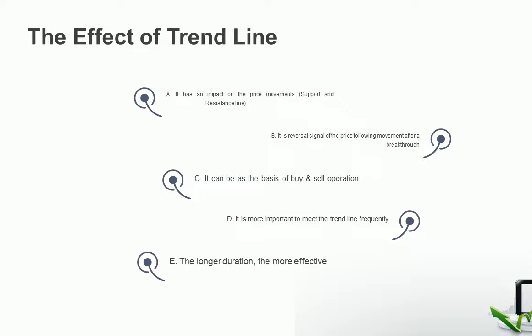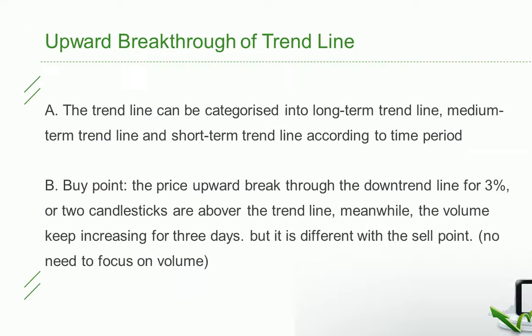Okay, then we learned the effect of the trend line. The first one, it has an effect on the price movement. We should check where is the support and resistance. The next one is the reversal signal of the price movement following a breakthrough. It can be the basis of buy and sell operations. It is more important when the price meets the trend line frequently. The longer the duration, the more effective. So this is some of the content.